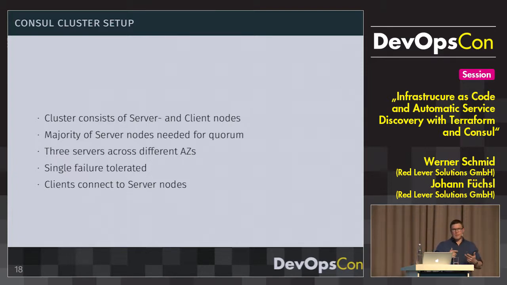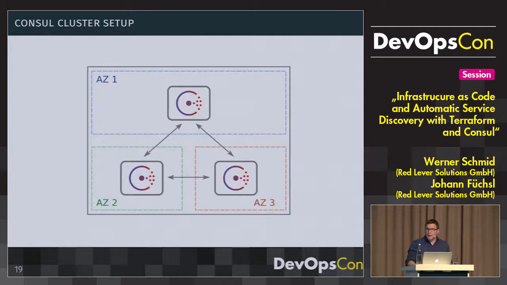So when you have, for example, 3 servers, one server can go down, you have 2 servers left, 2 is a majority, and they function. So we just put 3 Consul servers across different availability zones, and we can tolerate one node failing, one whole availability zone failing, and it's okay. And then we have the clients that just connect to the servers.